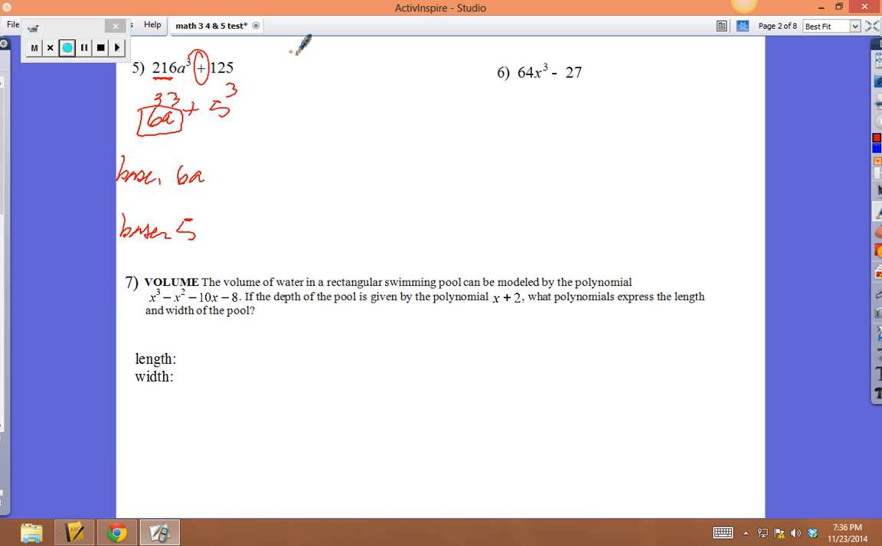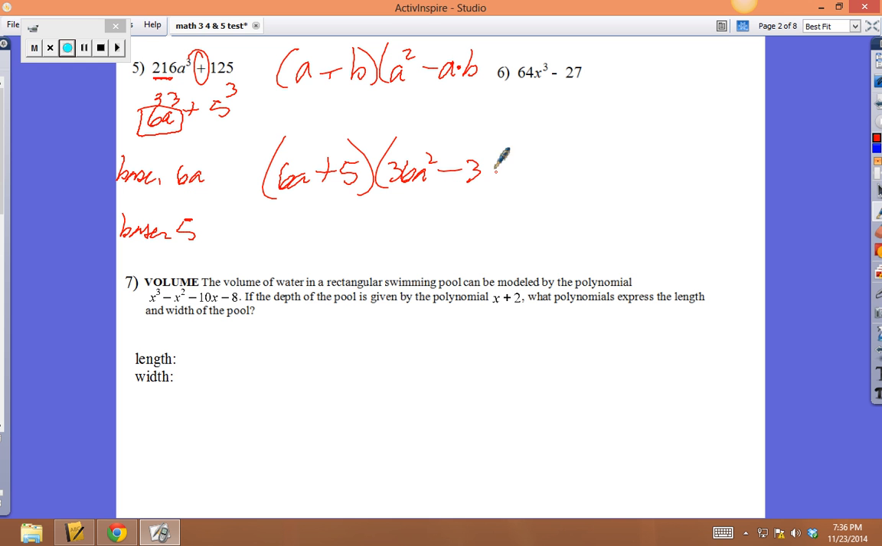So now if you know the base of your first and the base of your second, and you're adding them, then you just follow this model. It's going to be the base of the first plus base of the second. So base of my first is going to be 6a, base of the second is a 5, and then you do the base of the first squared. So 6a times 6a is going to be 36a squared minus times your two bases together, a times b. So 6a times 5, that's 30a, plus the last base squared. And 5 squared is going to be 25. So that is your answer.